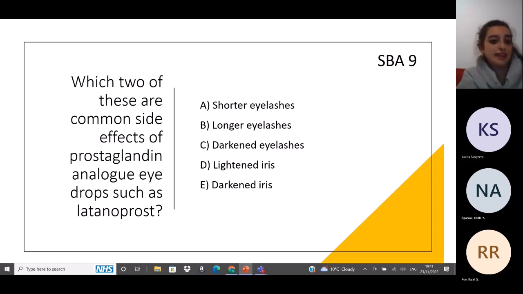So next, SBA. Which two of these are common side effects of prostaglandin analog eye drops, such as latanoprost? A, shorter eyelashes, B, longer eyelashes, C, darkened eyelashes, D, lightened iris, and E, darkened iris. So two of them are right.